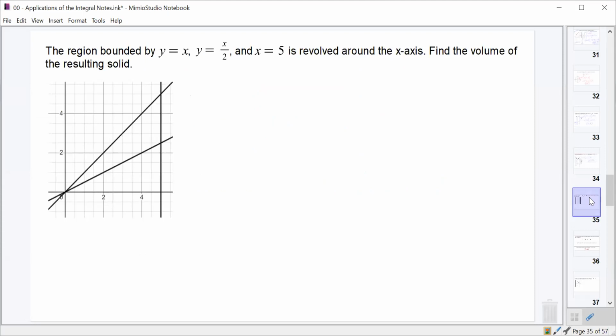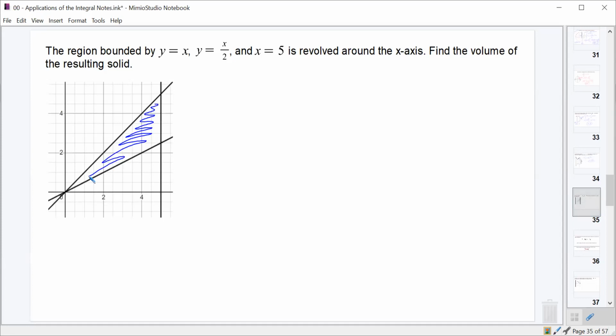For this one, we're going to look at something just slightly different. So now we've got the region between y equals x, this upper diagonal line, y equals x over 2, the bottom diagonal line, and the vertical line x equals 5. And we're going to take this and revolve it around the x-axis.